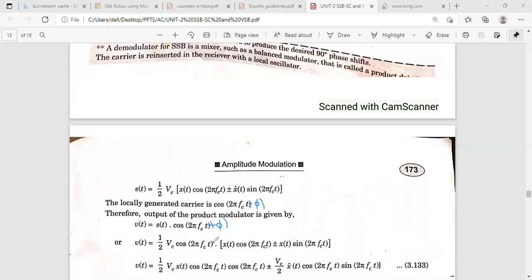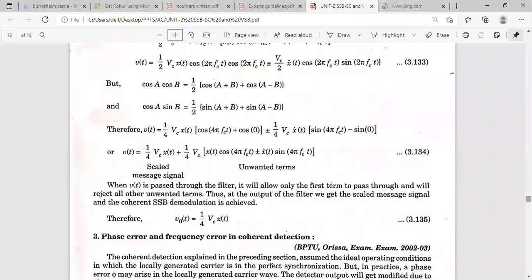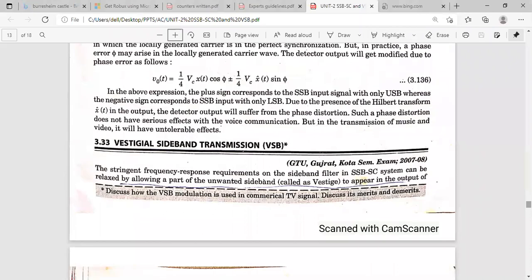In the same way, the cos a cos b, cos a sin b formulas we apply. So applying and substituting, we have the phase error at the output. We have the phase error at the output, so that you can clearly observe what v naught is. You will get like this. What is v naught? You will get like this.